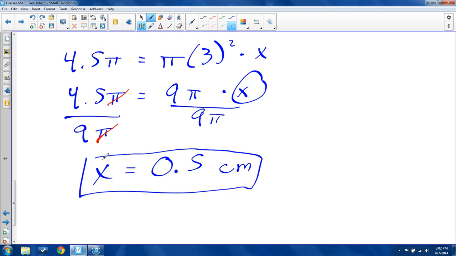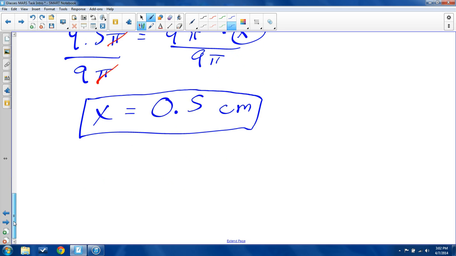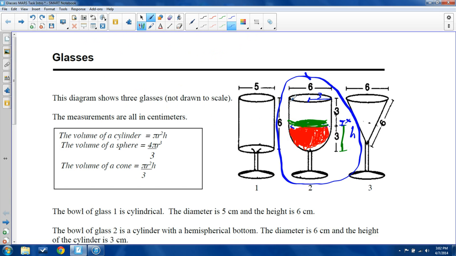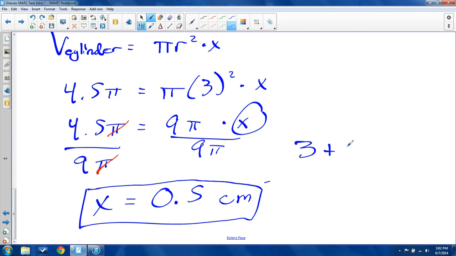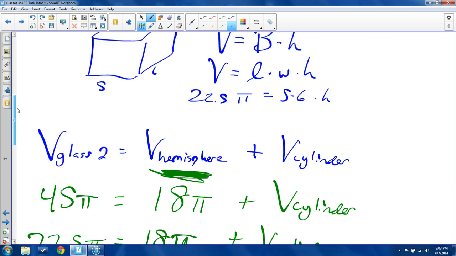Okay? We're almost done, and this is actually where I stopped the first time. If you look at the answer key, you'll see where I had 0.5 and I boxed it. But we're not done. X is 0.5 centimeters. That means this portion right here was 0.5 centimeters tall. This part was 3 centimeters tall. So the entire height of the liquid, when I'm halfway up this thing, is 3 plus 0.5, which, obviously, is 3.5 centimeters. So your final answer, as I go back up, is 3.5 centimeters.